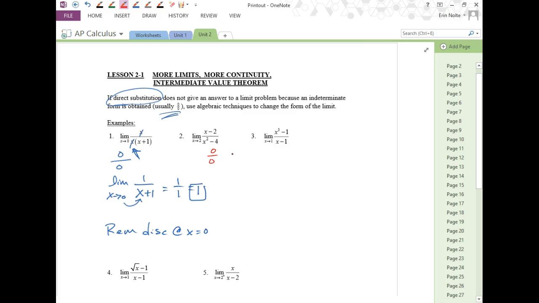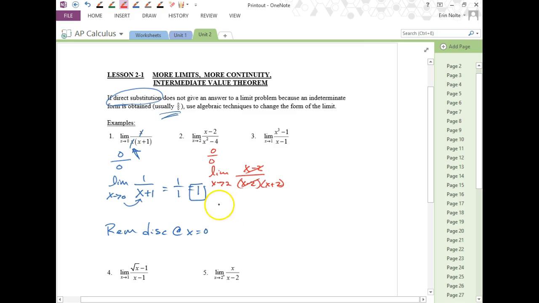Which of those two quantities can be factored? x minus 2 times x plus 2. So the bottom can be rewritten, and I would have the limit as x approaches 2 of 1 over x plus 2. Those would cancel, so I'd now be able to take the limit as x approaches 2 of 1 over 2 plus 2, which is 1 over 4. So that's the answer.